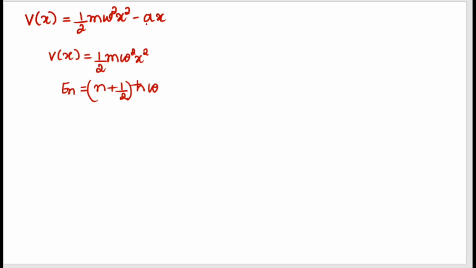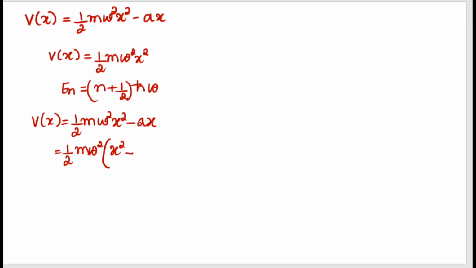But what we have, instead of half m ω² x², is the extra term minus a x. So we need to keep V(x) in terms of x squared. I am rewriting again: V(x) equal to half m ω² x² minus a x. Take half m ω² common, and what is left inside the bracket is x² minus a x.